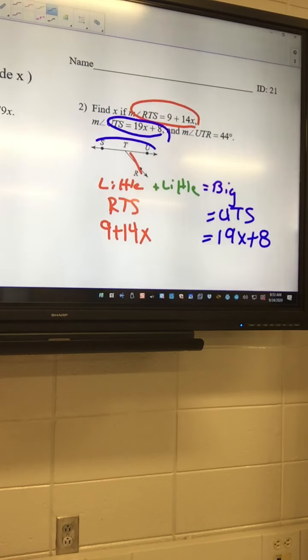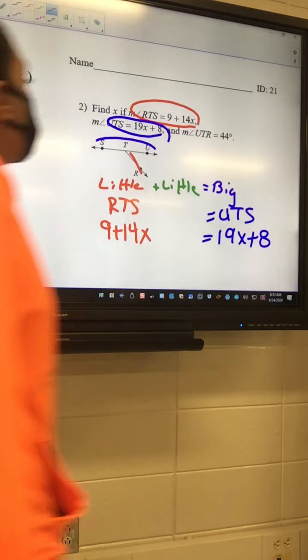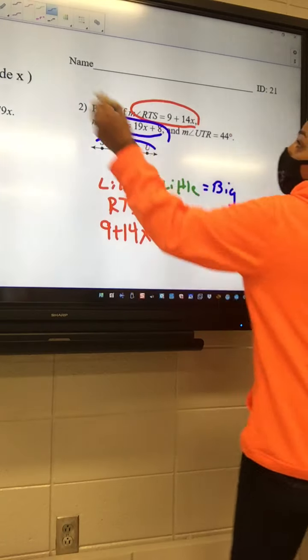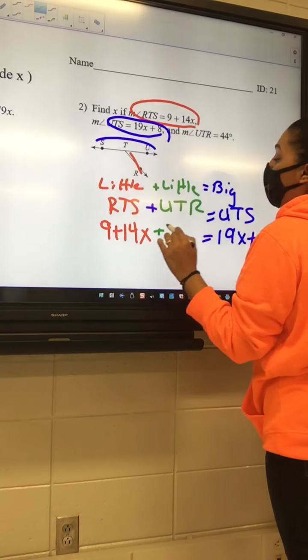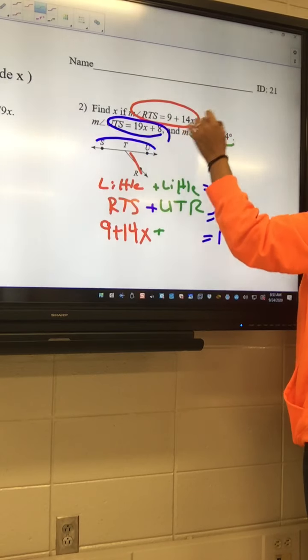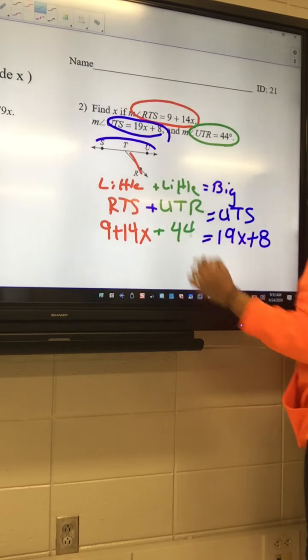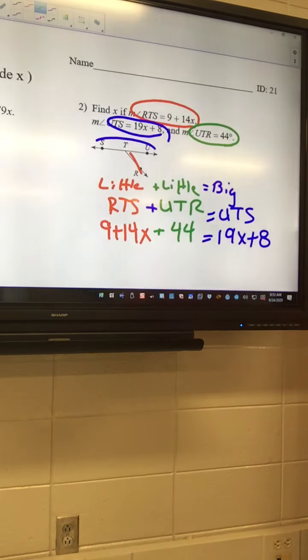Okay, and then we have our other little one. Okay, and our other little one is UTR. UTR, and it equals what? 44. Okay, so the other day, every time you saw the grades, you thought, oh, let me put that for my big one. Right? Today, the only difference is we have X's on both sides.